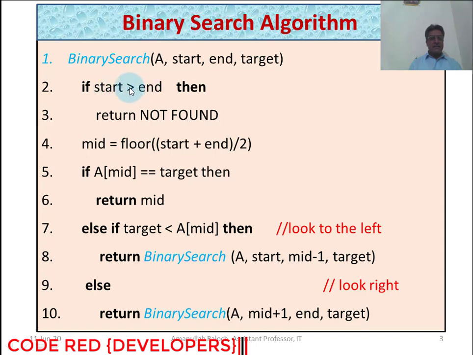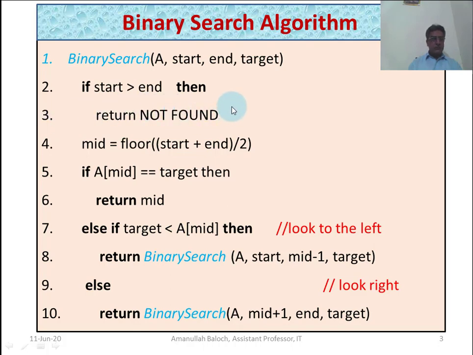Then the computer will check this condition. The starting index is greater than the ending index? No, because only a single element is present in the array, so the start index and the end index will be the same, and start will not be greater than end. Then the computer will not return value not found, and from here it will come here and check 1 plus 1 is equal to 2, 2 divided by 2 is equal to 1, floor of 1 is equal to 1, the middle value will be 1.